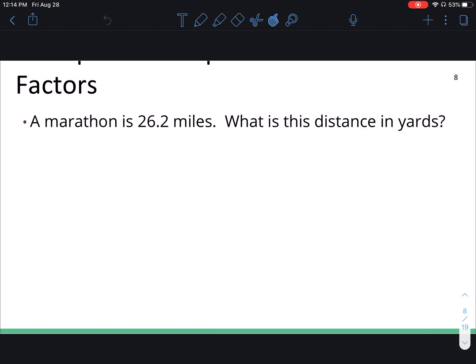All right. A marathon is 26.2 miles. What is this distance in yards? I want you guys to give this one a try before seeing the answer. So please pause the video. If you need to go back to that conversion table, go right ahead. When you're ready for the answer, press play.